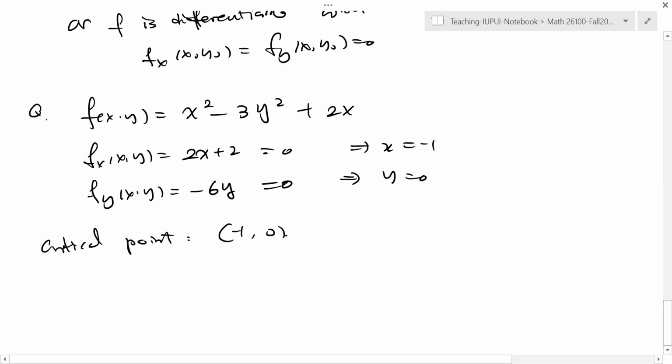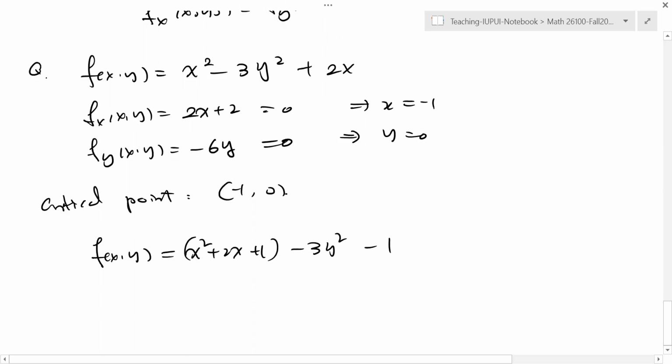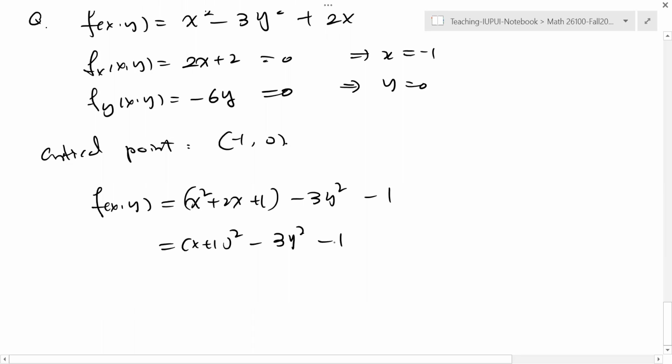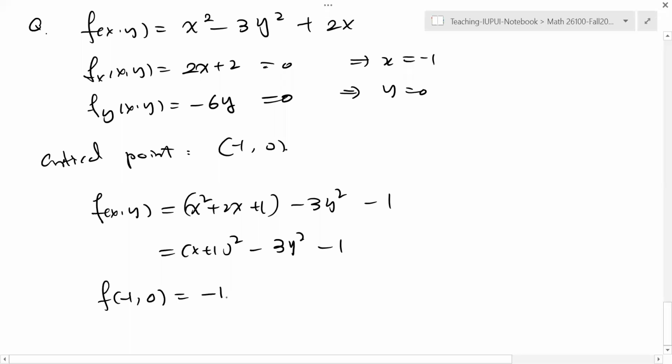I can work on this function directly. Okay, so I modify this function. First of all, I modify this function, which is going to be x squared plus 2x plus 1, and then I modify this a little bit. So it's actually x plus 1 squared minus 3y squared minus 1. So negative 1 here is the value of this function. Okay, this is going to be negative 1.